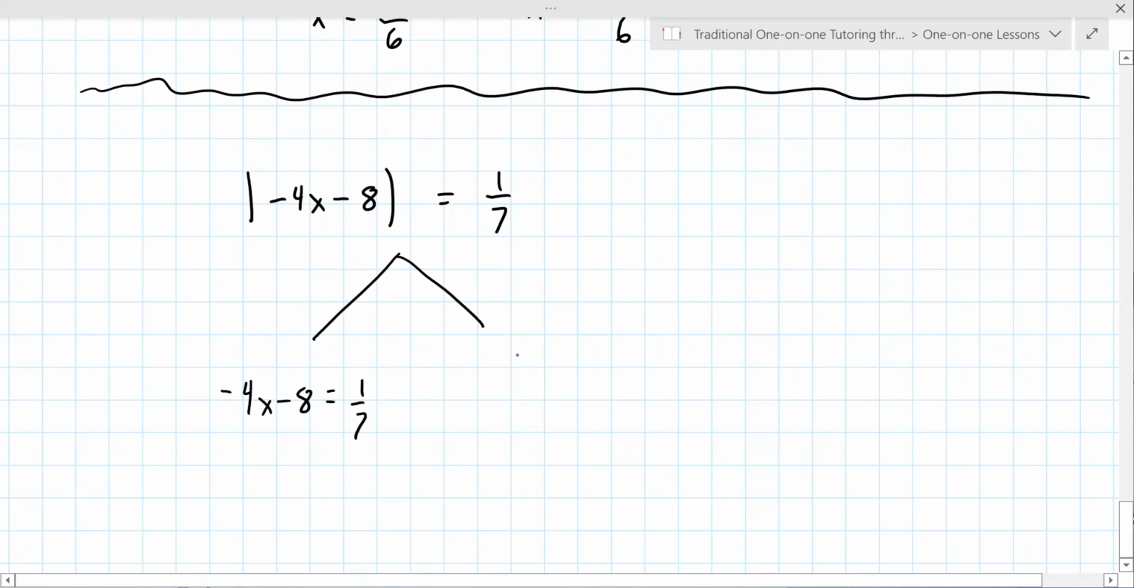And then the second one would be -4x minus 8 equals -1/7. It's exactly the same. It's the -4x minus 8, but it's equal to -1/7. So one's positive, one's negative.